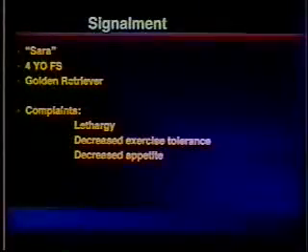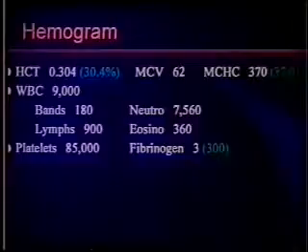Okay, Sarah, a 4-year-old female spayed golden retriever, primary complaints: lethargy, decreased exercise tolerance, decreased appetite. It's a picture of Sarah. Hemogram. She's slightly anemic with a 30% hematocrit. It's normocytic, normochromic. White cell count is on the normal side at 9,000. But look at her platelets. Her platelets are low at 85,000.